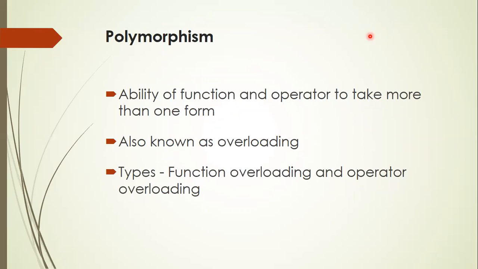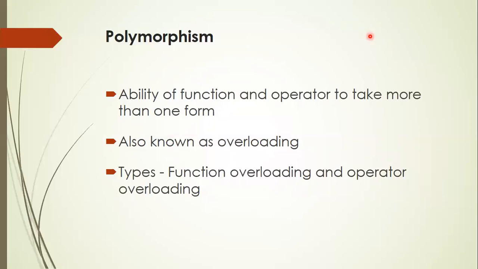Polymorphism. In object-oriented programming, in many situations, the same operator can be used for two different purposes. Similarly, the same function can be used for two different purposes. So an operator can take multiple forms, and a function can take multiple forms. Poly means many, morphism means appearance. So the same operator appears in two different ways or forms, and the same function can appear in two different forms.